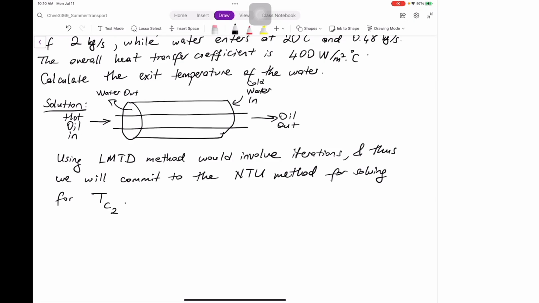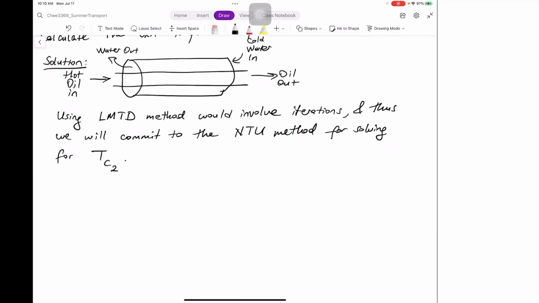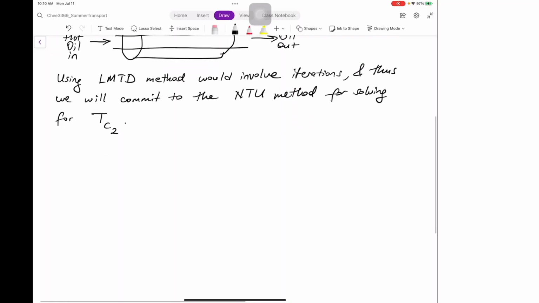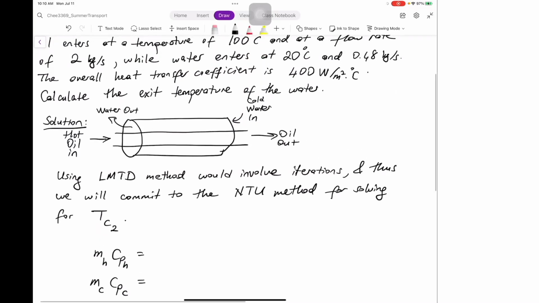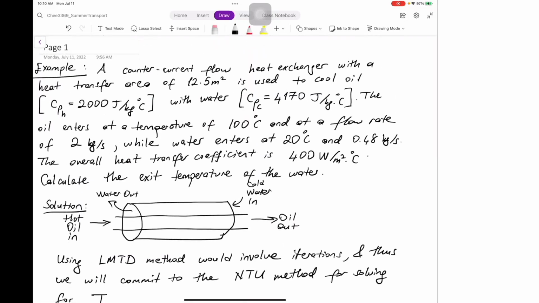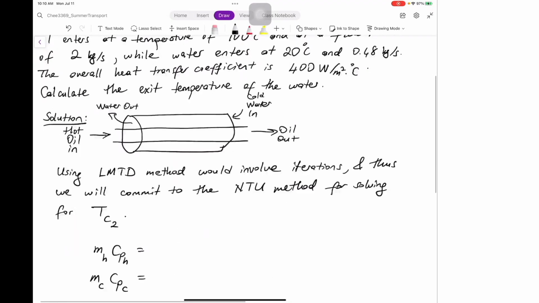That's the water exit. So in the NTU method, we calculate the heat capacities, mass times heat capacities, and compare them and find the minimum of them, and then we calculate the number of transfer units, right? So we first calculate MH CPH, and M cold CP cold, and then find the minimum of them, right? The MH, the hot flow rate, is the oil flow rate, right? What is the oil flow rate? It's 2 kilograms per second.